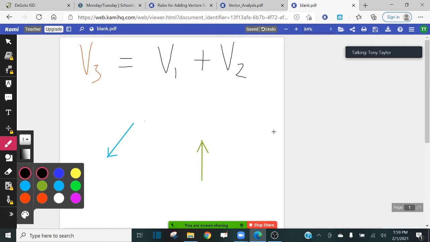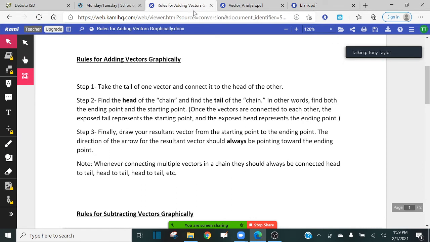Okay. So remember, step 1 says take the tail of one vector and connect it to the head of the other vector. So in other words, you're going to piece them together like a chain. And then step 2 says find the head of the chain and find the tail of the chain. In other words, find both the ending point and the starting point. Step 3 says draw your resulting vector pointing from the starting point toward the ending point.